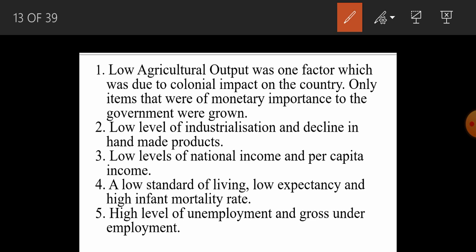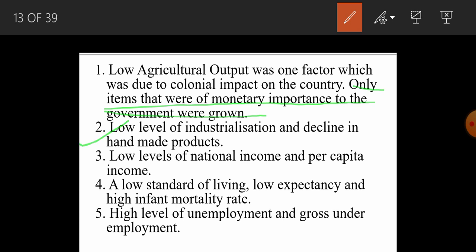So the first challenge was the low agricultural output. Definitely before colonial rule, the output generation, output means the production, was generated in very enough amount that the country was self-sufficient at that time. But later on, after the advent of the colonials, low agricultural output was witnessed, and it was one of the factors of the colonial impact on the country. Only the items that were of monetary importance to the government were grown. According to the colonials, they were forcing Indians to produce only those items that have monetary importance, so that by selling those goods, they could generate more money.